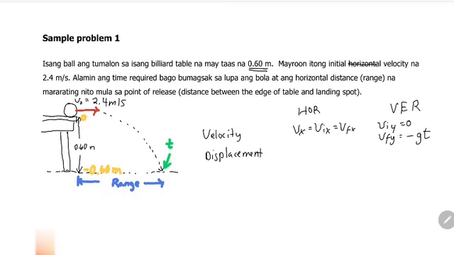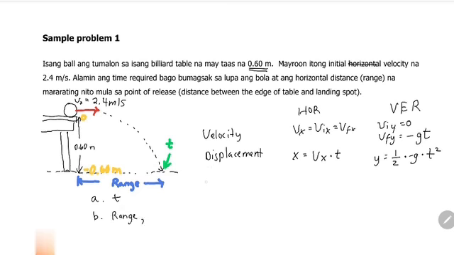And then for the displacement, the horizontal displacement, we have this formula: Vx times t. While for the vertical displacement, we have this equation: y equals one half times negative g times time squared. Okay, let's solve now. So, we need to find time and the range.